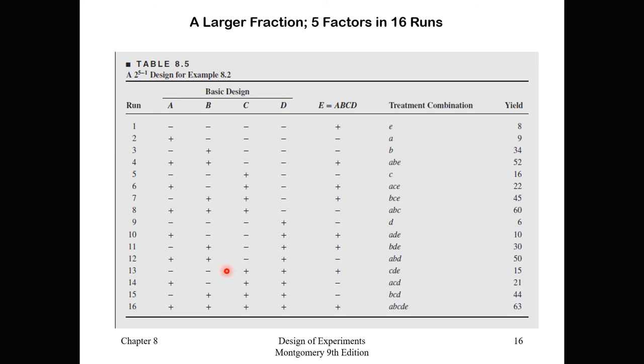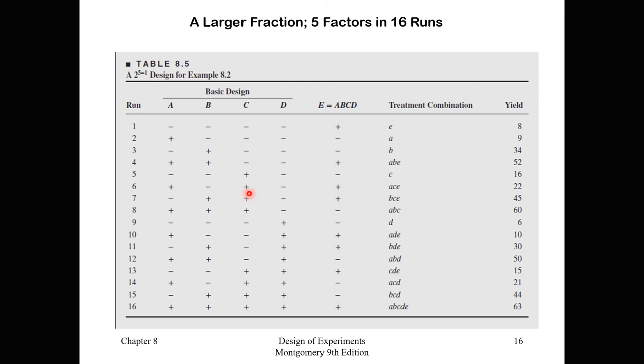So to be clear here, I don't want you to get confused. When we use this 2 to the 4, it's not that we were ever considering using a 2 to the 4 design. This is just a construction tool to be able to design this 2 to the 5 minus 1. We were always interested in all 5 of these factors. We just wanted to do it in half the runs.